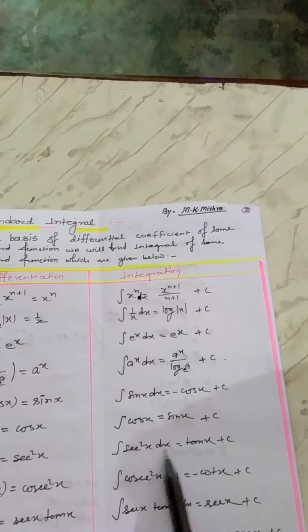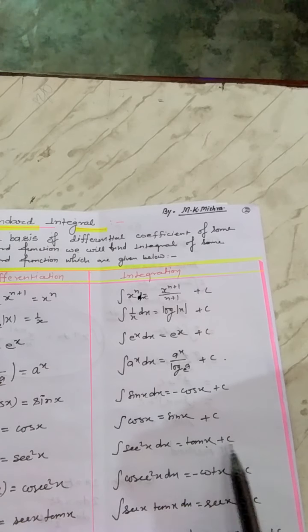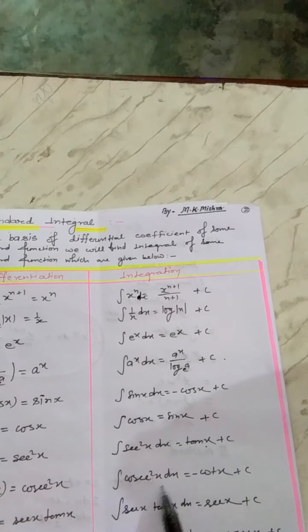Integration of sec square x dx is equal to tan x plus c. Integration of cosec square x dx is equal to minus cot x plus c. Integration of sec x tan x dx is equal to sec x plus c. Integration of cosec x cot x dx is equal to minus cosec x plus c.